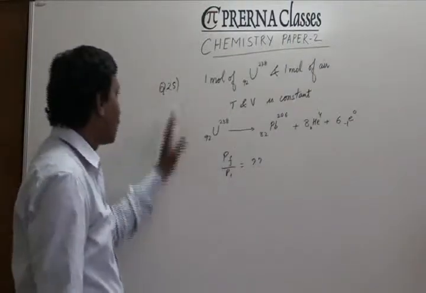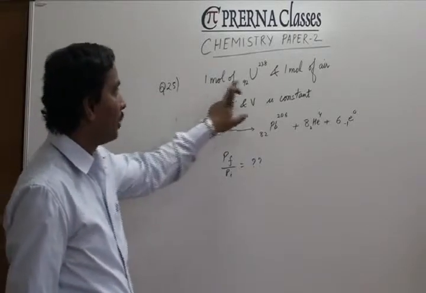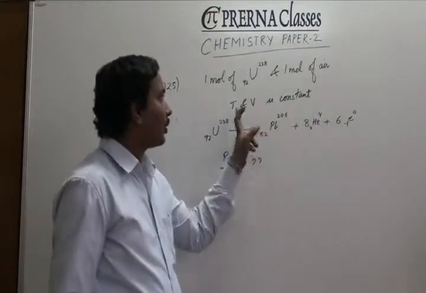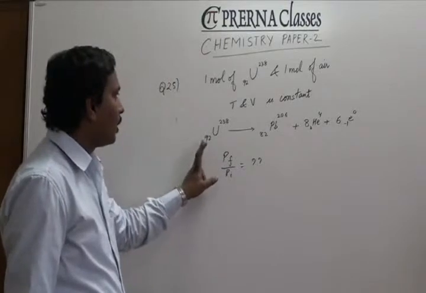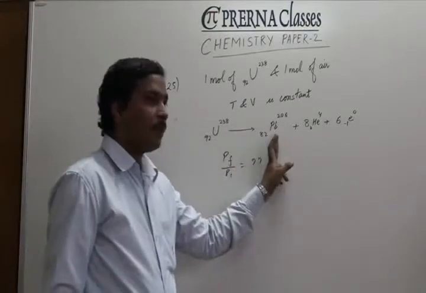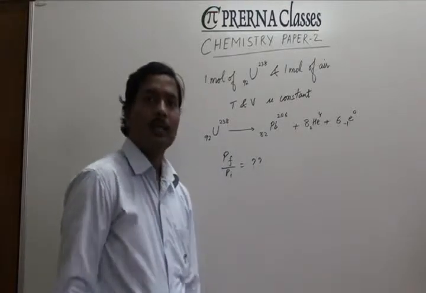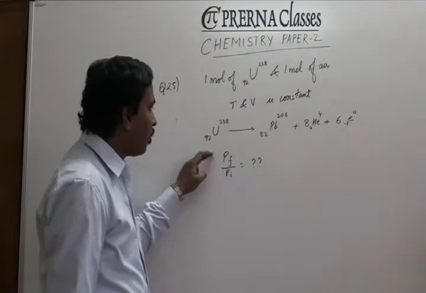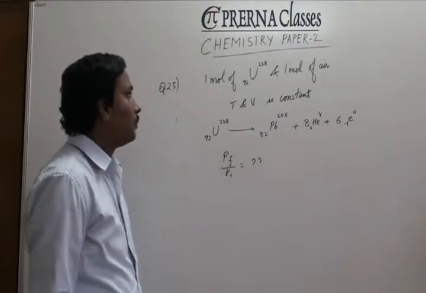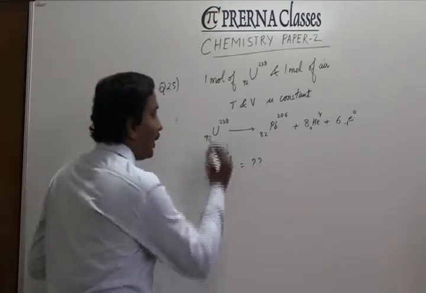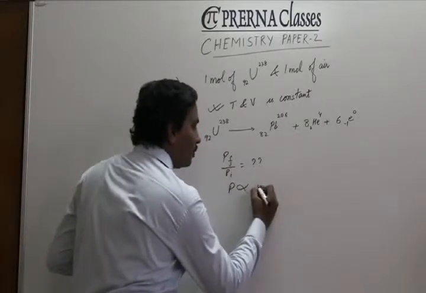Next question, question number 25. It is given 1 mole of uranium and 1 mole of air at constant temperature and volume. Uranium decays into lead with emission of 8 alpha particles and 6 beta particles. And he asked to calculate the ratio of the final pressure with respect to the initial pressure. So we know that at constant temperature and volume, pressure is directly proportional to the number of moles.